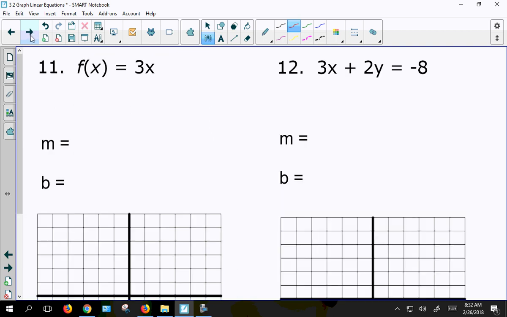Now, we're going to get something called f of x. F of x is the same thing as y. Okay, so now, what is my slope here, kids? Not the x, it's just the 3. Now, I can make it 3 over 1. Now, here's the hard part. What's my y-intercept? 0, yes. I don't see it, but there is a plus 0 here. Number 12, you have to isolate the y.